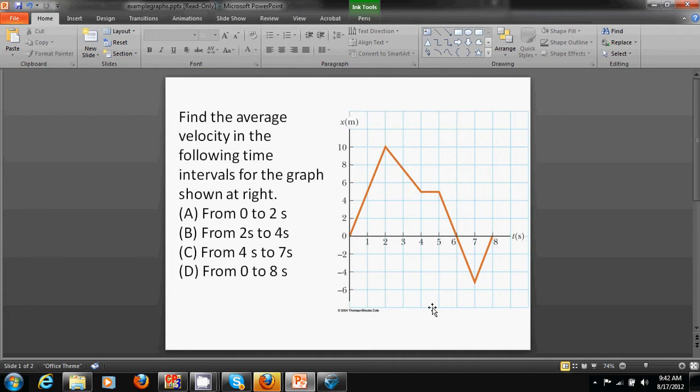But what they want us to do in this problem is to put numbers with it and to find the actual velocity. Now to do that on an x versus t graph, you find the slope of the line at the particular points in question. So that's easy enough. Let's find this now.